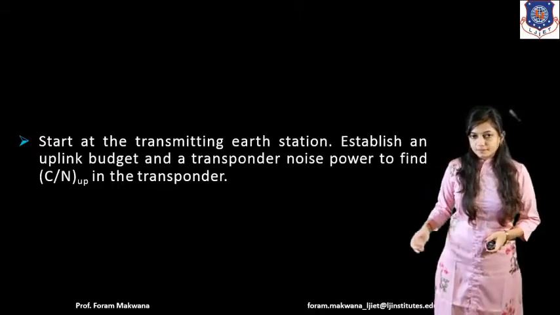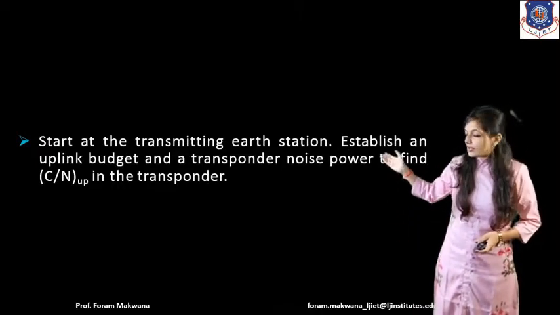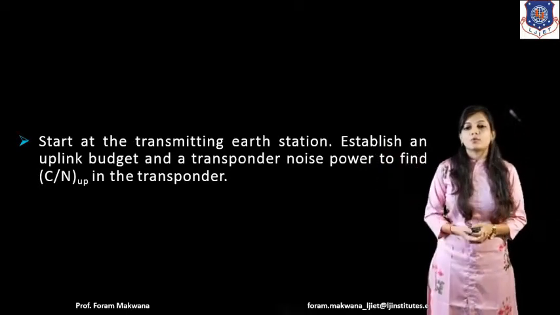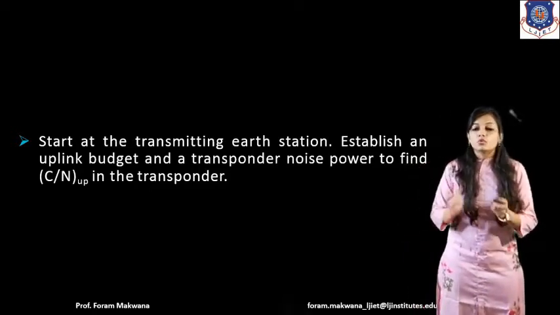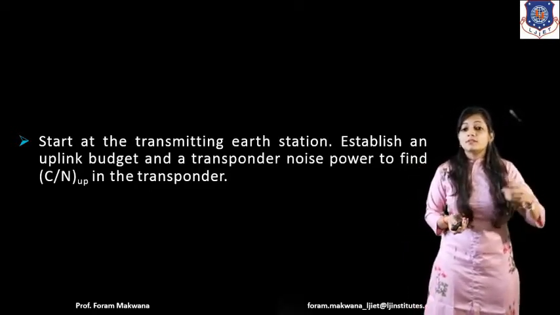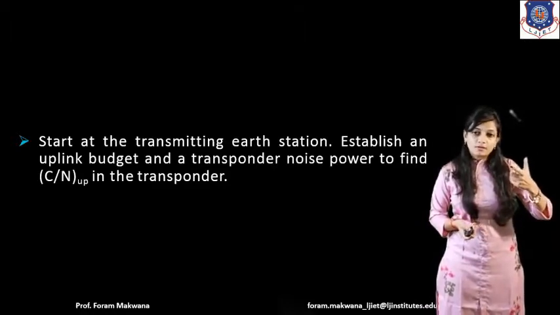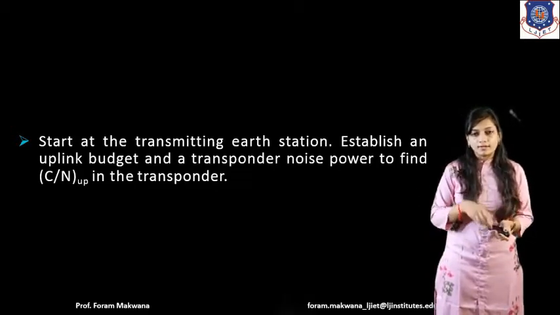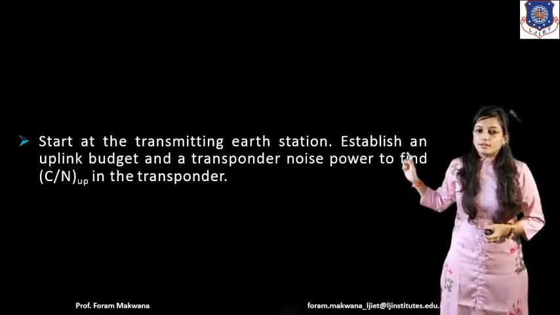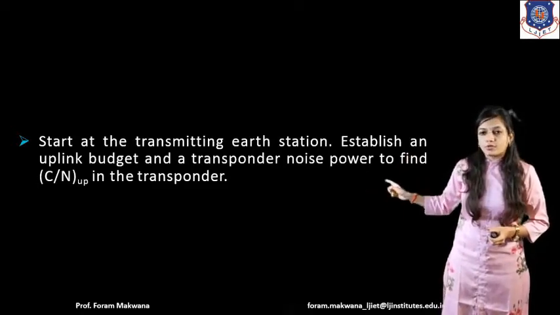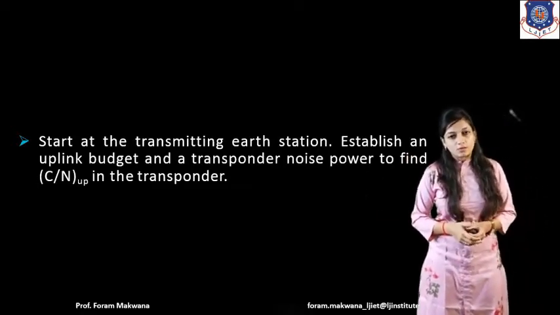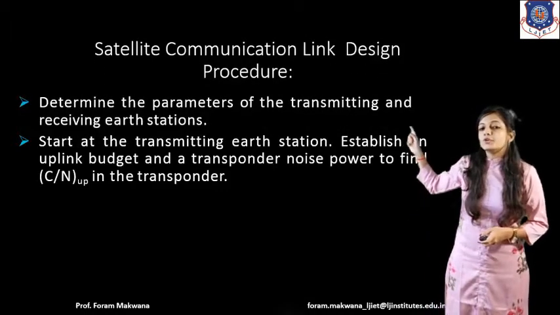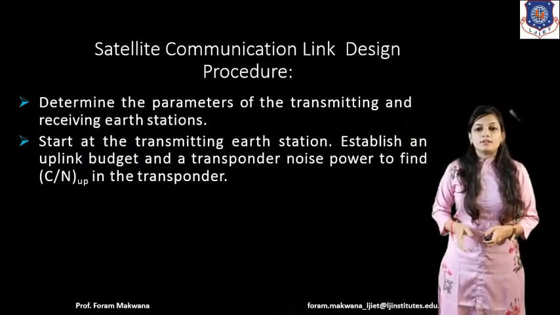Third, starting at the transmitting earth station, we will establish an uplink budget and transponder noise power. Why? Because to calculate the carrier to noise power, we must know the value of carrier power and the value of noise power, the transponder noise power, right? To calculate carrier to noise for uplink, or you can say for downlink. And we are going to determine the parameters of the transmitting and receiving earth station.